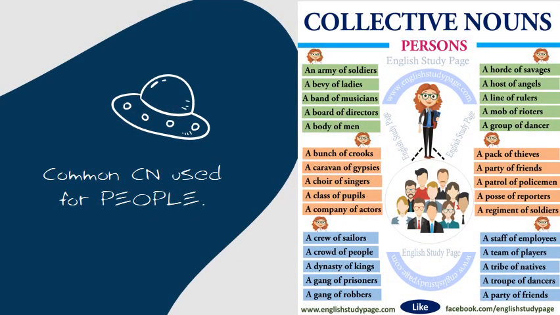Now let's see common collective nouns used for people. Let's look at from the blue column. It says a crew of sailors, a crowd of people, a gang of prisoners. Look at the pink one, a party of friends, a patrol of policemen. Now again, let's look at the green one, an army of soldiers, a mob of rioters, a group of dancers. Okay?